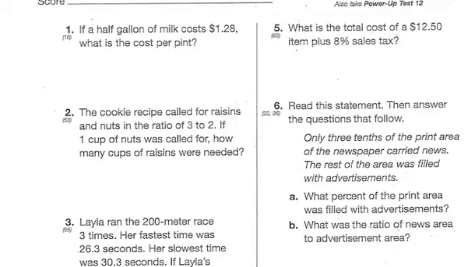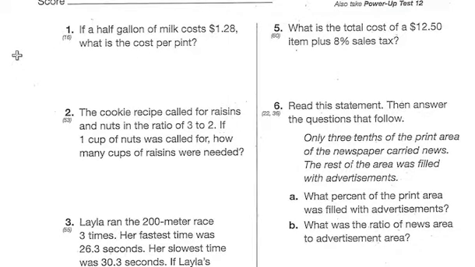So the answer to it is 32 cents. If you didn't get that, go back and rework it and then check it again. The answer will be 32 cents again when you come back. So I'm going to try to explain this. If a half gallon of milk costs $1.28, what is the cost per pint?